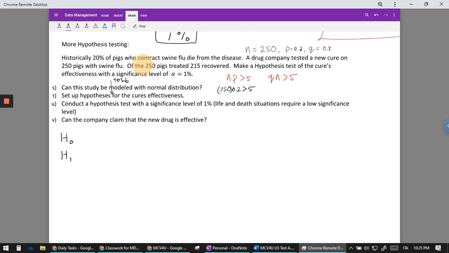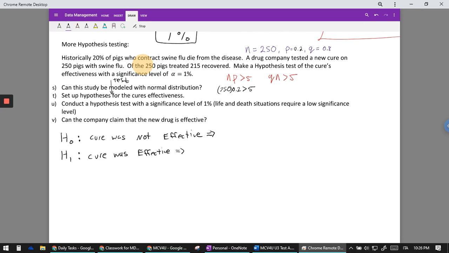So the null hypothesis is that the cure was not effective, and I'll explain why that's the case. And the alternate hypothesis is that the cure was effective. Okay, why would I write it like this? So, the cure was not effective.